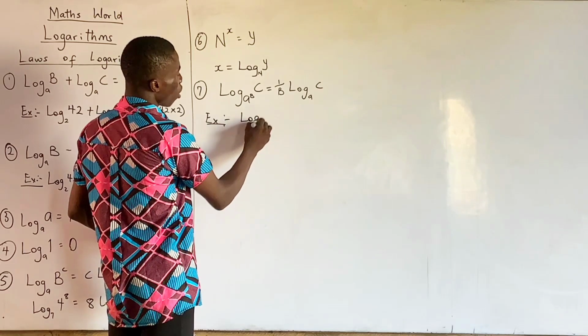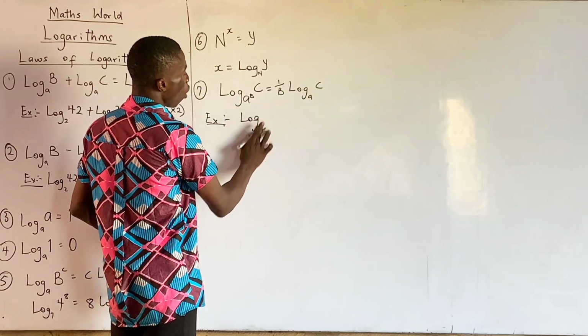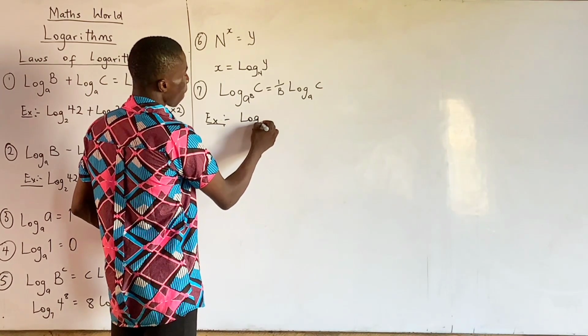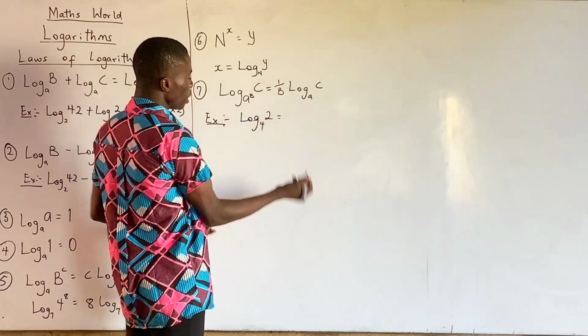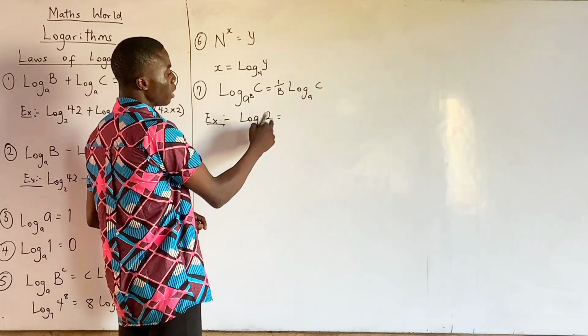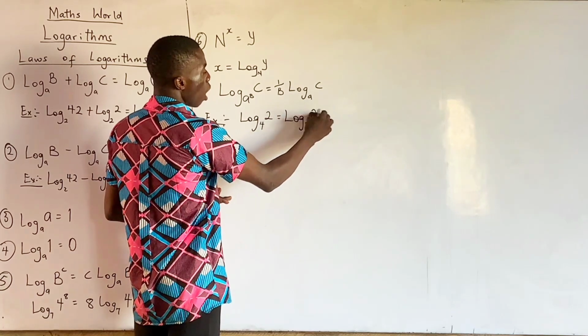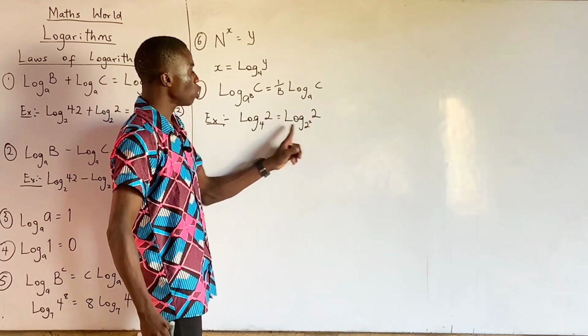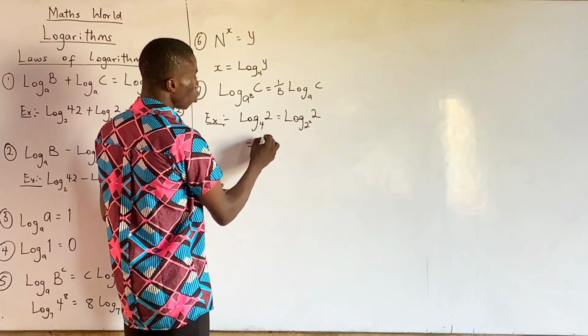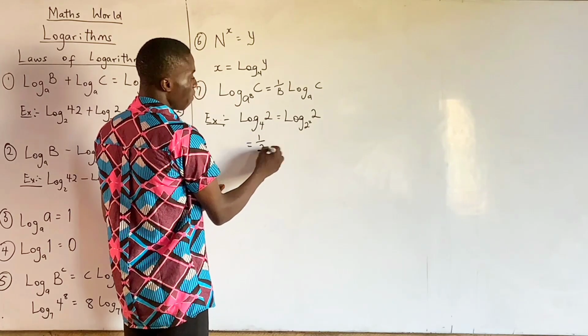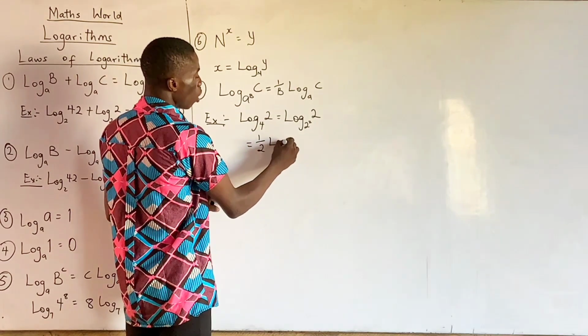So if you have log 4 base 2, what is it going to be? We know that we can write 4 as a power of 2. So we can write it as log base 2 of 2 raised to power 2. We can now bring these 2 to the back. It will now be equal to, the 2 will become the inverse, 1 over 2 times log 2 base 2.